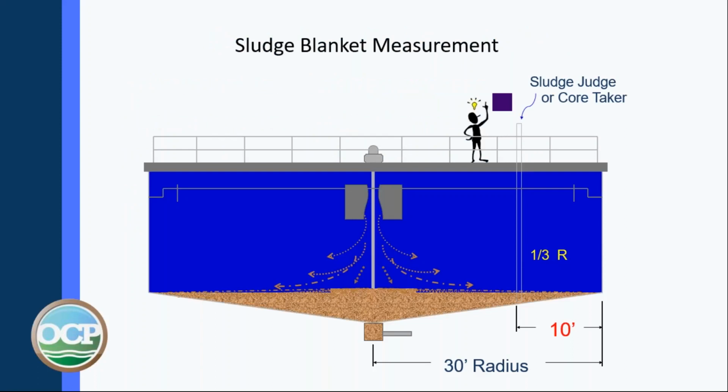When you're measuring your sludge blankets in your secondary clarifier using a sludge judge, core taker, or any of the other ways you can measure sludge, you want to measure it 1/3 of the radius in from the edge. So if you've got a 30-foot radius on your clarifier, you want to go in from the outer edge 10 feet to measure your sludge blanket. You measure at the same place all the time so you get consistent readings.